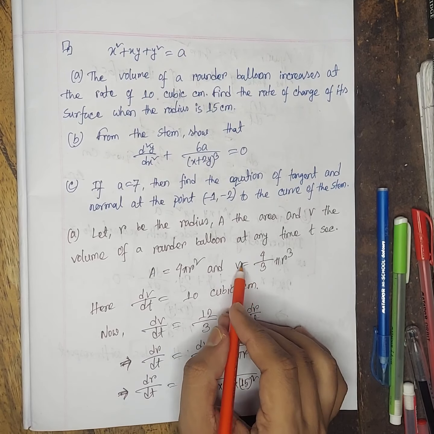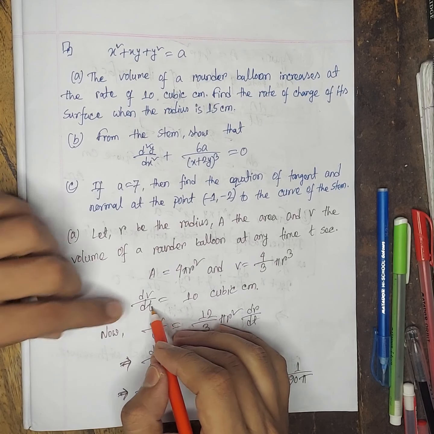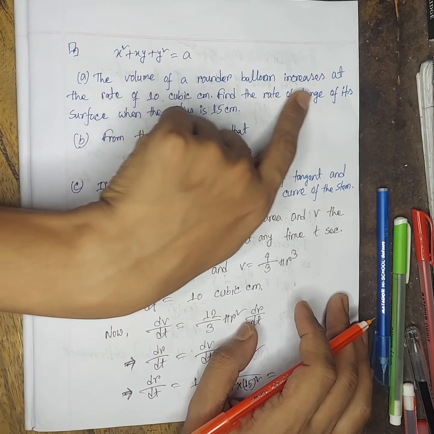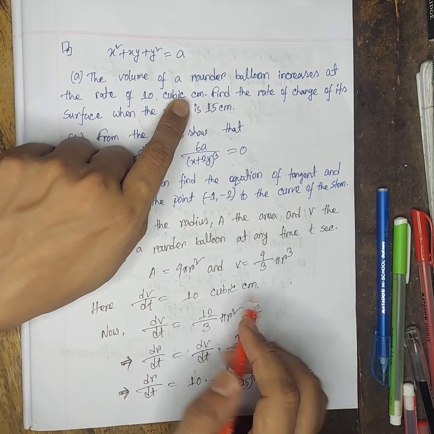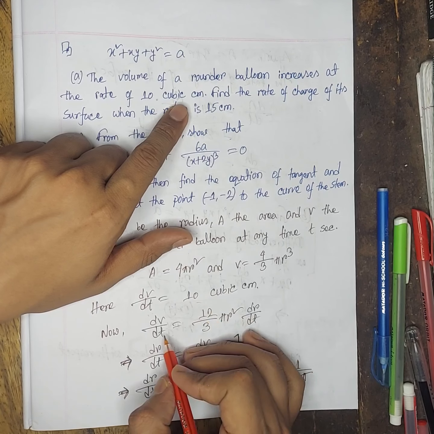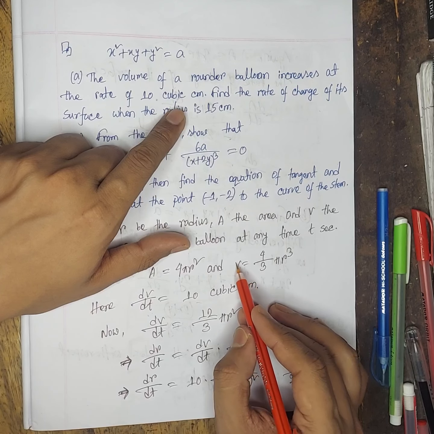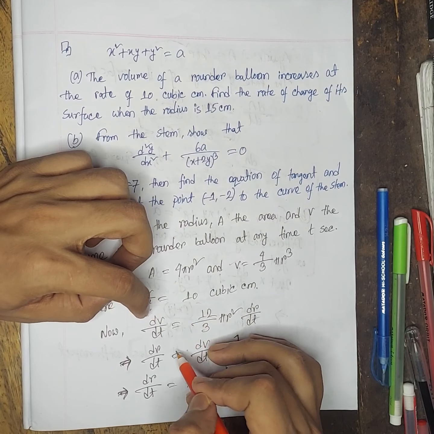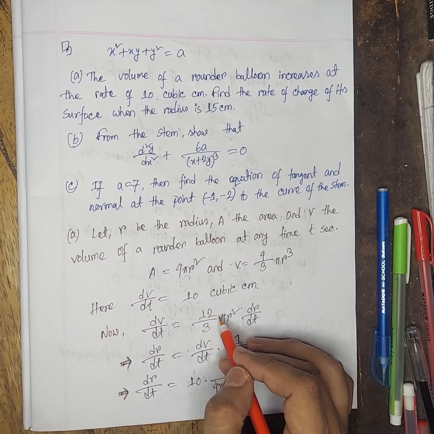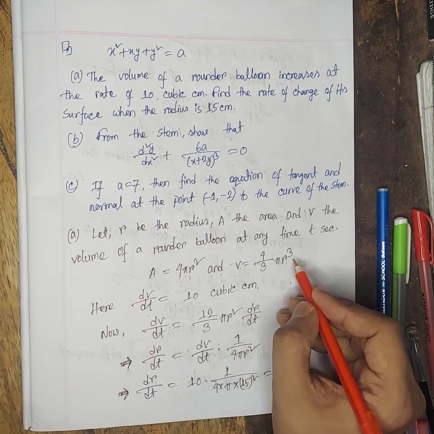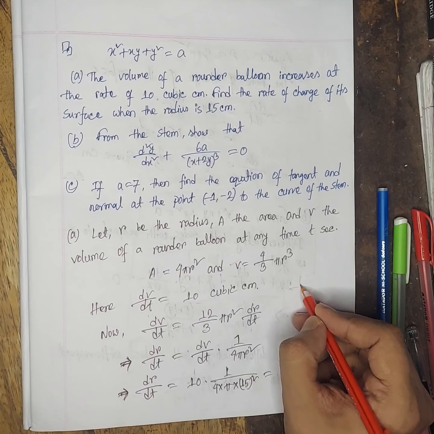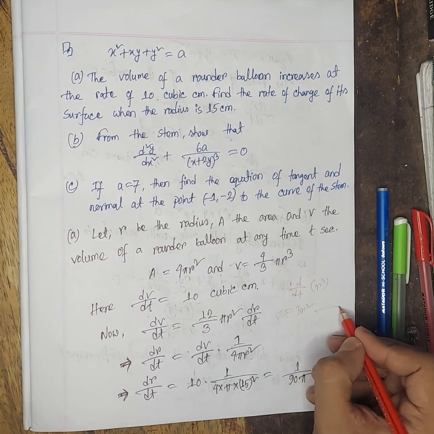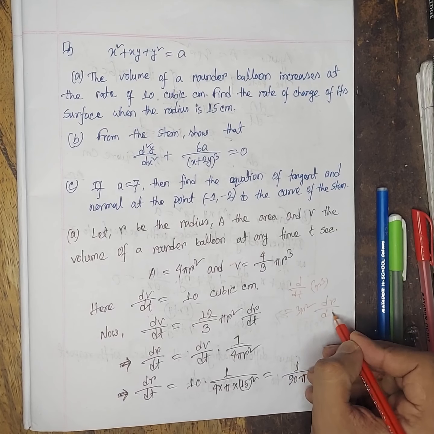We were given that dV by dt is equal to 10 cubic centimeter, because the volume of a round balloon increases at the rate of 10 cubic centimeter. So dV by dt is 10. If we differentiate this term with respect to t, then we get dV by dt is equal to 4 by 3 pi times 3r square dr by dt, because this 3 comes down when we differentiate this term. This becomes 4 pi r square dr by dt.